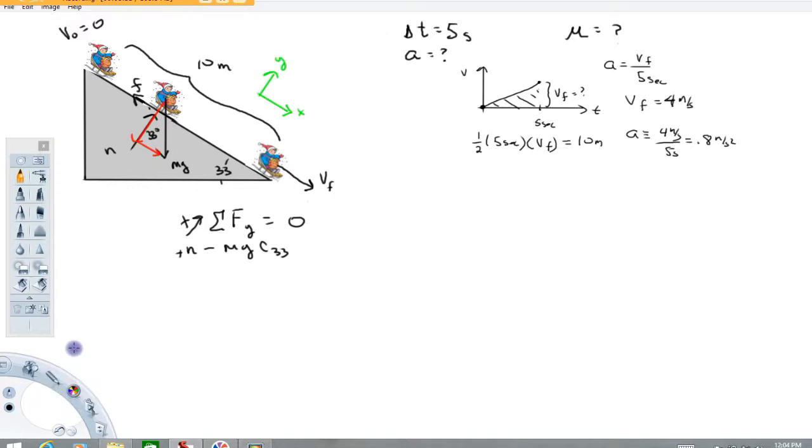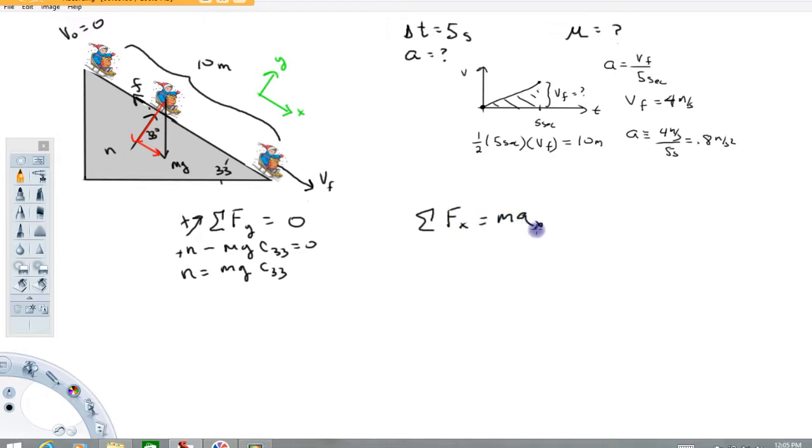All right, that's it. The frictional force does not have a y component, so this equation is done. So equals 0. So our normal force in this example is equal to mg cosine 33. Now, if I had a mass, I could calculate a number at this point, but I don't, so I'm just going to move on. Next equation to write, sum of all forces in the x direction is equal to ma in the x direction.